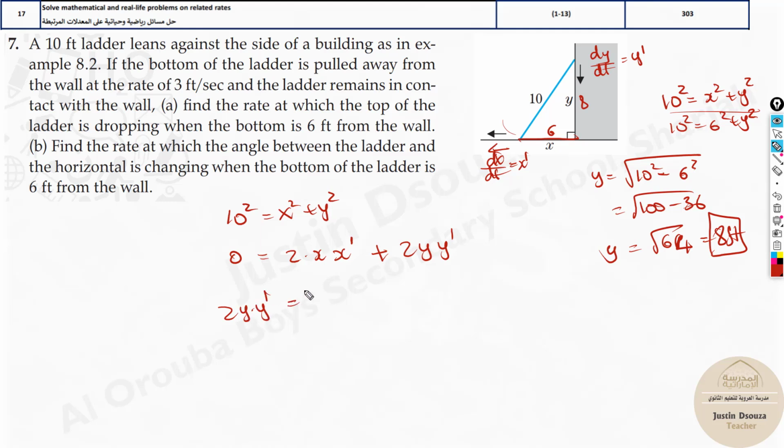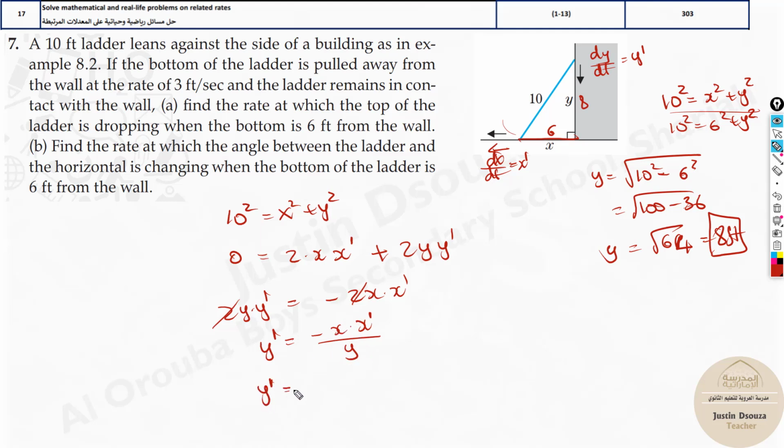2y into y dash equals, this goes to the other side, minus 2x into x dash. Now only y dash is what we need. So 2 and 2 cancels. You will have minus x times x dash divided by y. This is the term. Now what next?